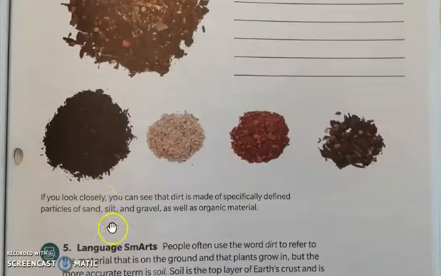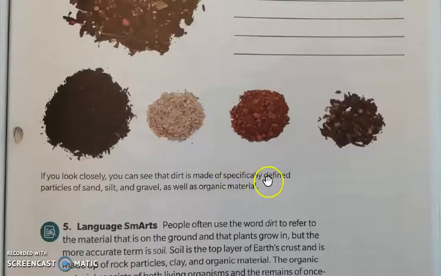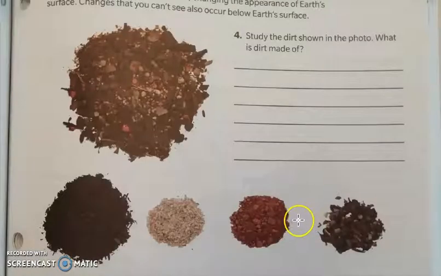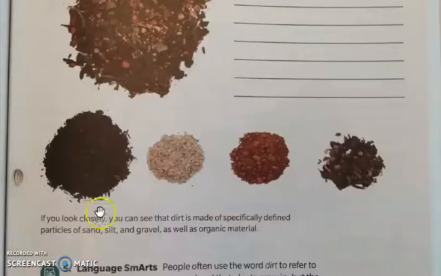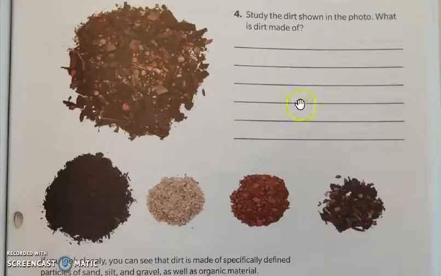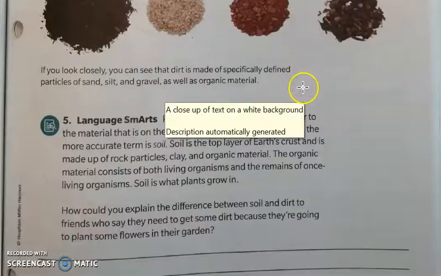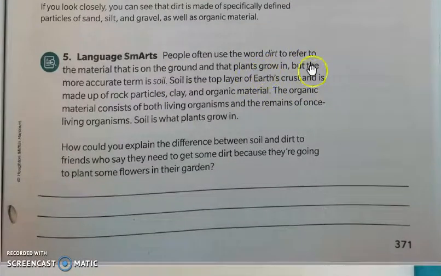Okay. If you look closely, you can see that dirt is made of specifically defined particles of sand, silt, and gravel, as well as organic material. So I guess they just gave you the answer if you're paying attention. Maybe they just gave you a few of the things that should be here. All right. So people often use the word dirt to refer to the material that is on the ground and that plants grow in, but the more accurate term is soil. Soil is the top layer of Earth's crust and is made up of rock particles, clay, and organic material.